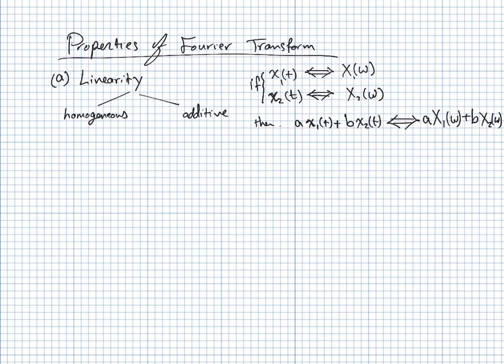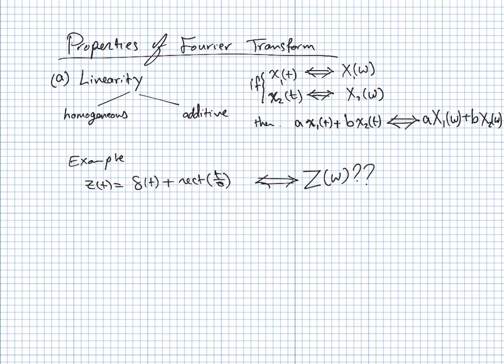So let's take a quick example on using this. For example, if I have the function z of t, which is equal to delta of t plus rectangle of t over tau, right? And then I ask you, what's the Fourier transform z of omega of this function?